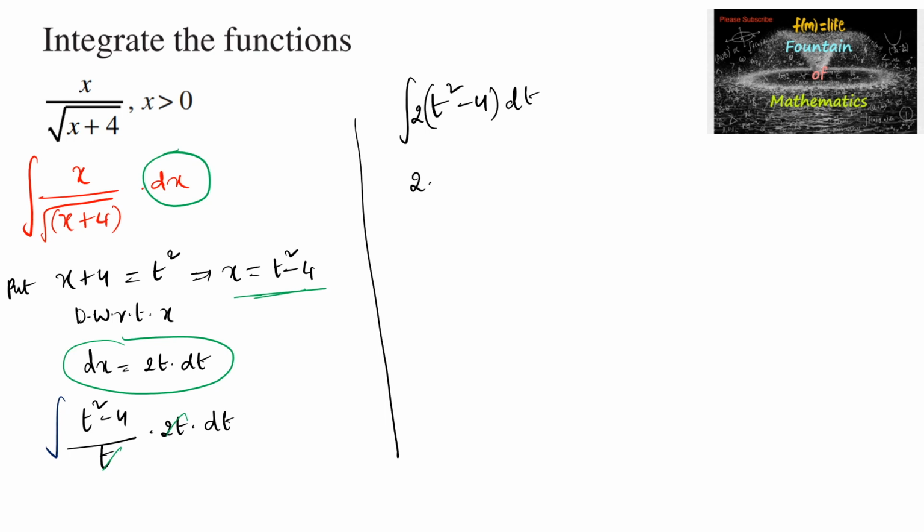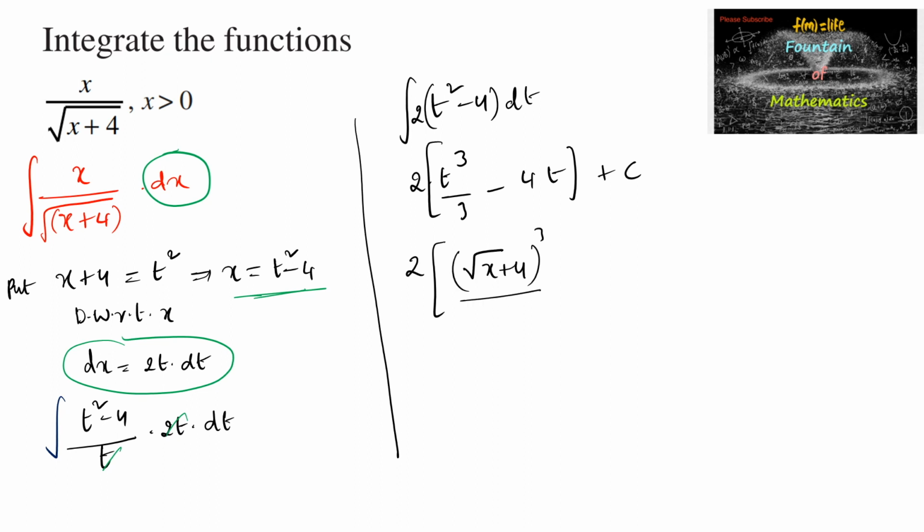Integrating, we'll have 2 into 2 to the power of 2 times of t to the power of 3 divided by 3 minus 4t plus c, or we can write 2 times of t cube, that is root of x plus 4 whole power 3 divided by 3 minus 4 times of root of x plus 4 plus c.